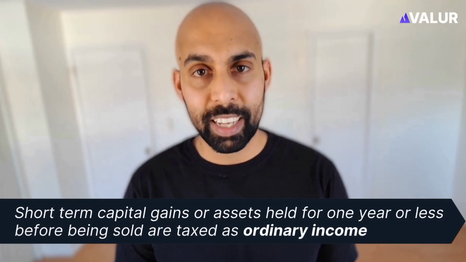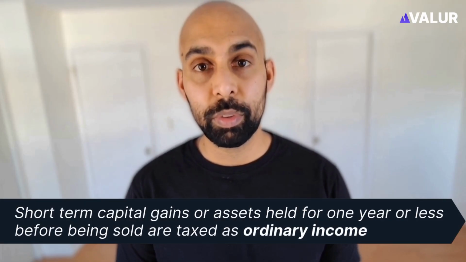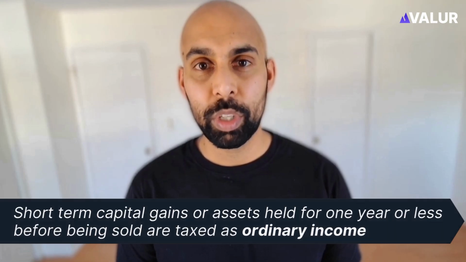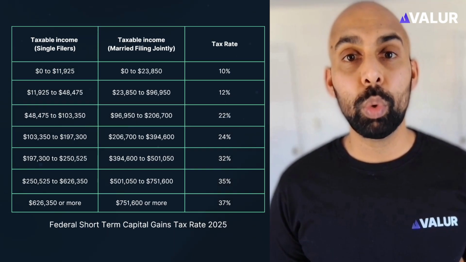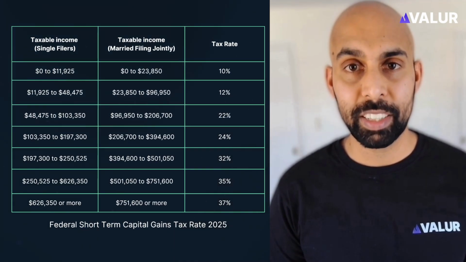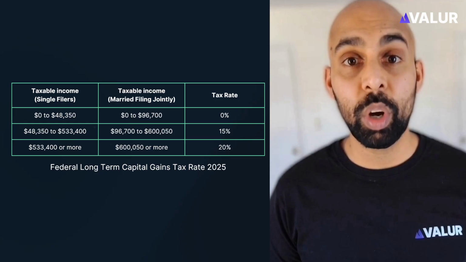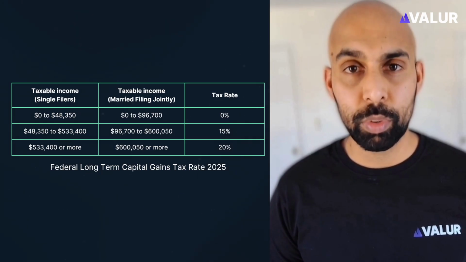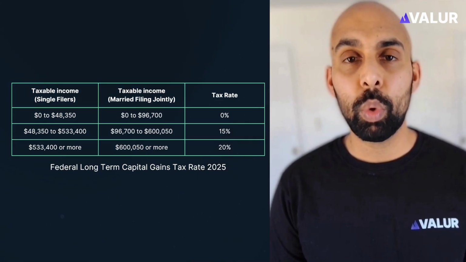For federal capital gains taxes, short and long-term capital gains are taxed differently. Short-term capital gains, or assets held for 1 year or less before being sold, are taxed as ordinary income, while long-term capital gains are taxed at lower rates. In 2025, federal short-term capital gains vary between 10 and 37%, while federal long-term capital gains, which are also progressive, range from 0 to 20%.